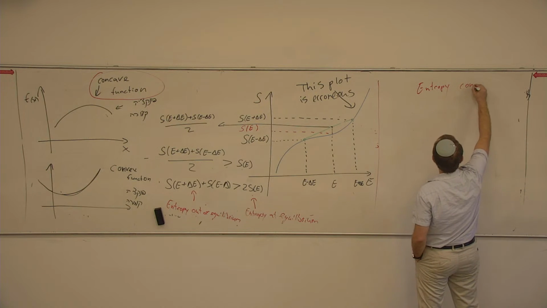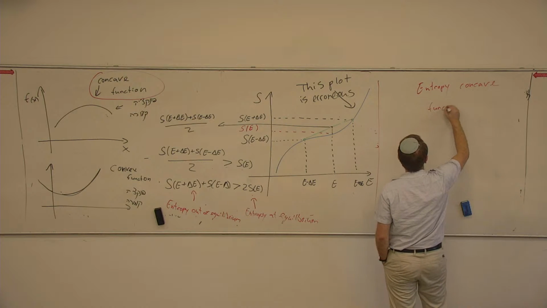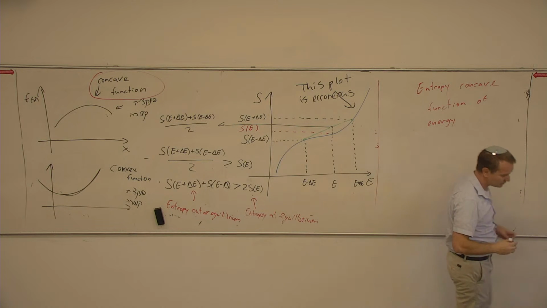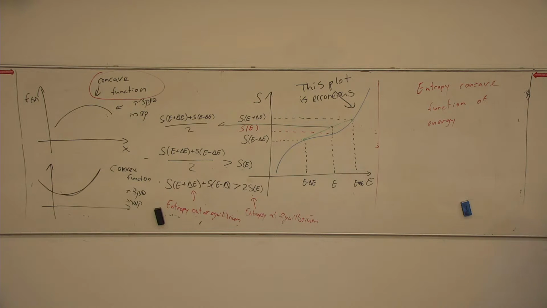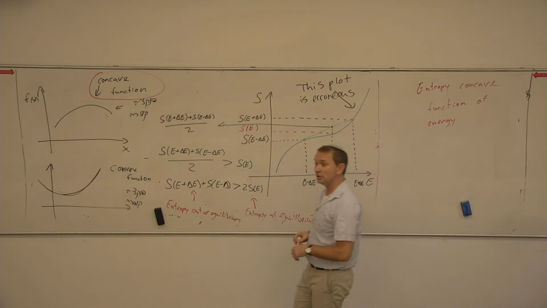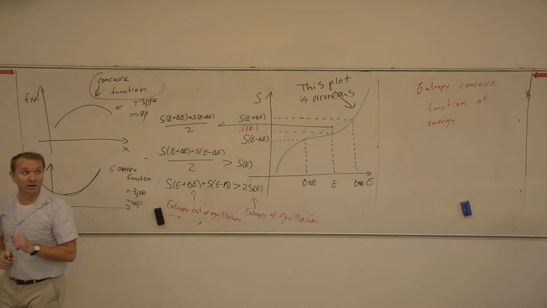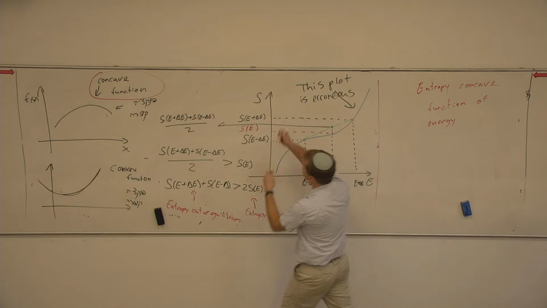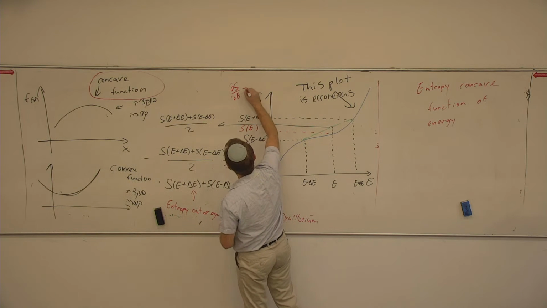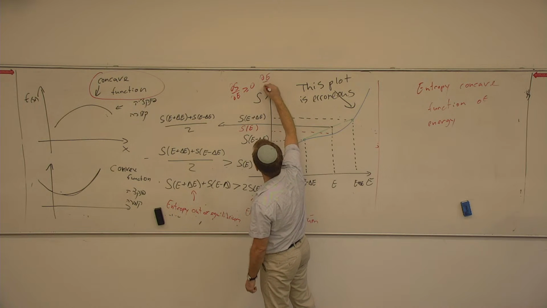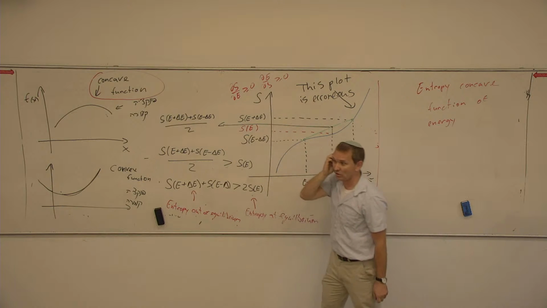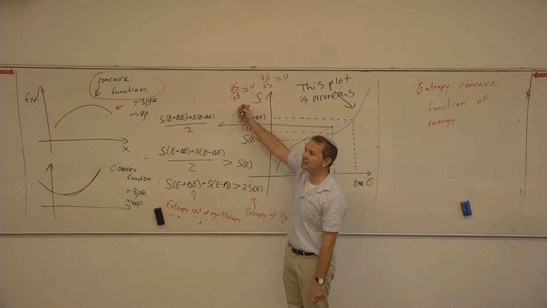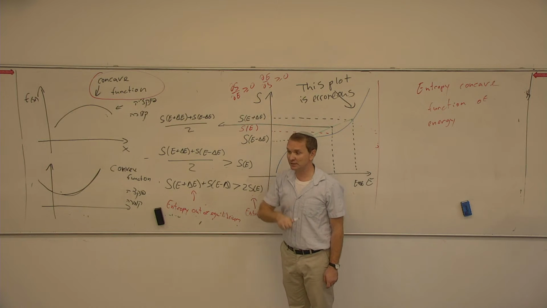Entropy, concave function of energy. No, it's not related to the temperature. It's related to the maximal property. It's fine. So here, dS/dE is larger than 0, and d²S/dE² is also... Right? Okay? So it's not the property of the first derivative, it's the property of the second derivative.